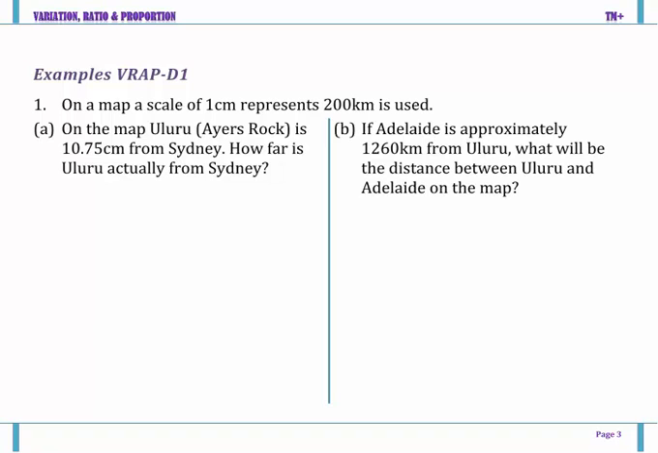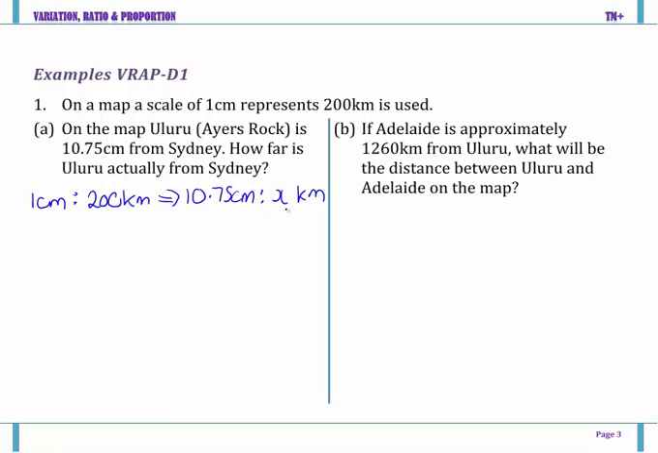On a map, a scale of 1 centimetre represents 200 kilometres is used. On the map, Uluru, or Ayers Rock, is 10.75 centimetres from Sydney. How far is Uluru actually from Sydney? So what we know is that 1 centimetre is to 200 kilometres. Now we have that Uluru to Sydney is 10.75 centimetres, but I don't know how much it is in real life. Now in terms of setting this up, put the unknown on the top.